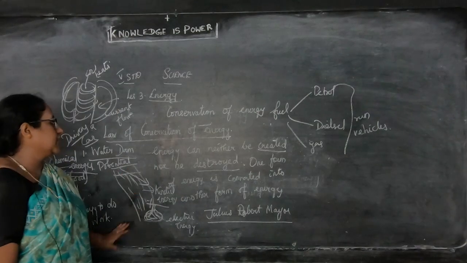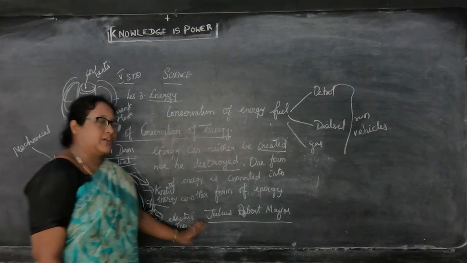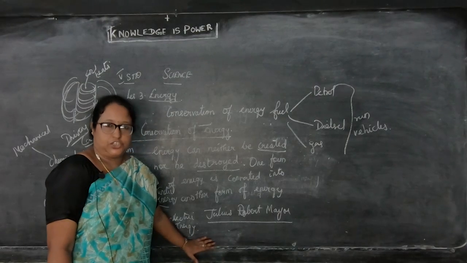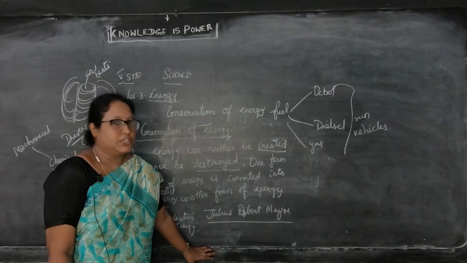So these are examples of conservation of energy, children. I think you have understood this. So by this we are finishing the lesson. In the next class we'll start with the new lesson, children.